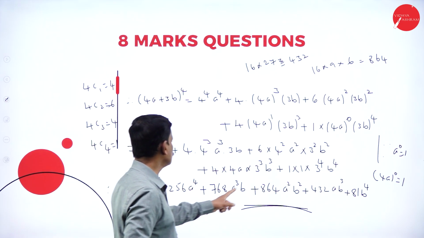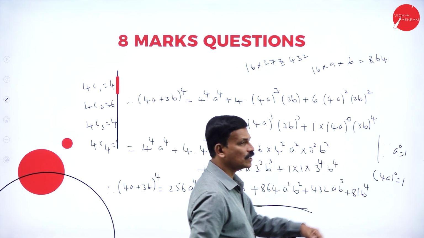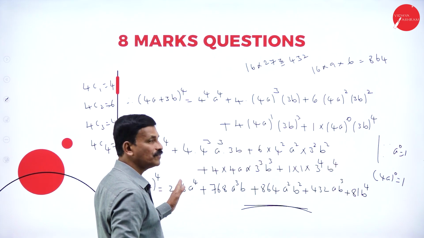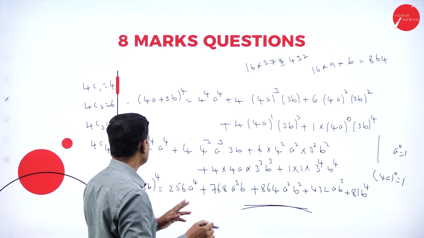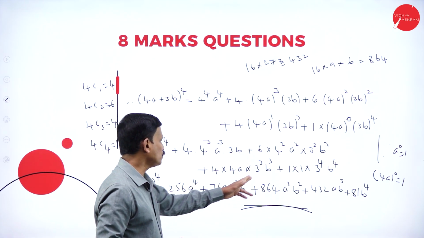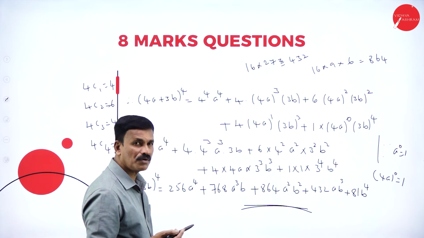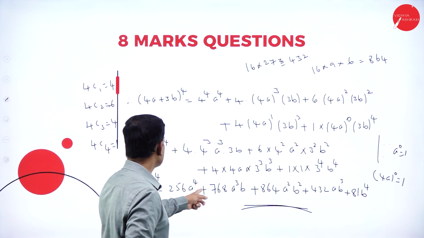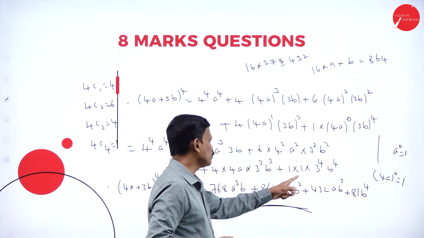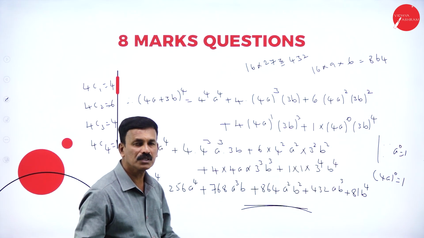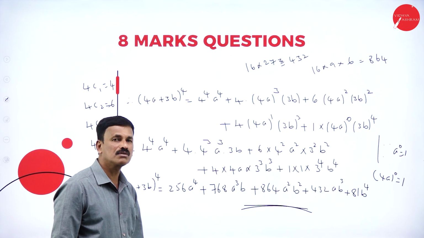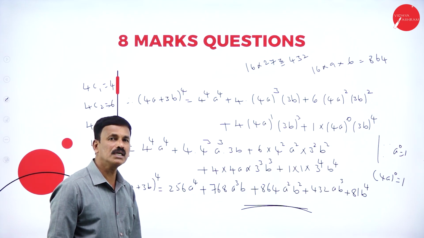See, 1, 2, 3, 4 and 5 terms. Alternatively, the power of a goes on decreasing: a power 4, a cube, a square, a and a constant. The power of b increases: b power 0, b to the power of 1, b square, b cube and b to the power of 4. That's it. This is how we are going to solve this problem using binomial theorem.